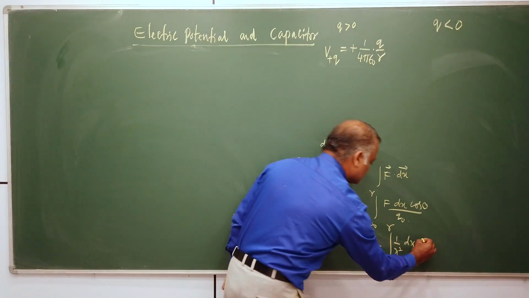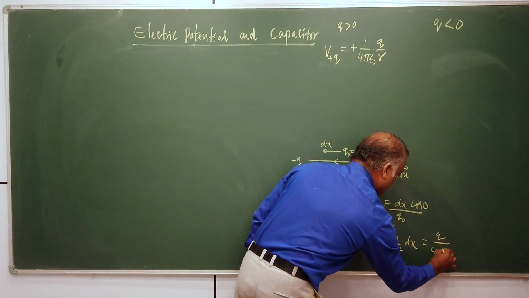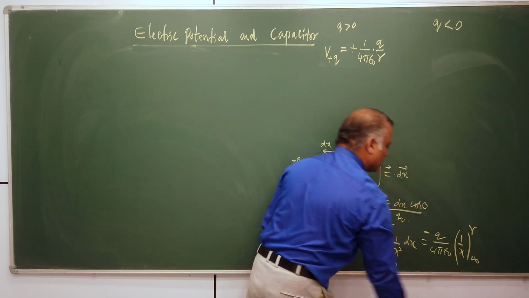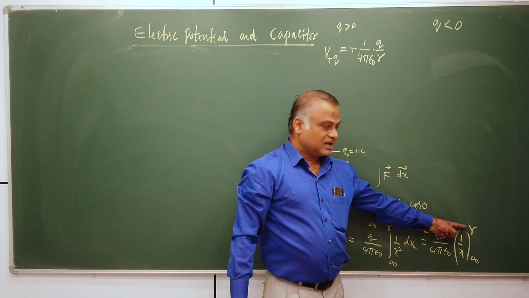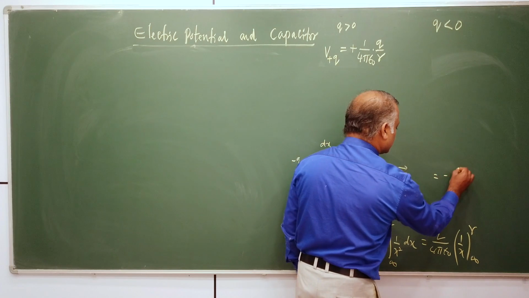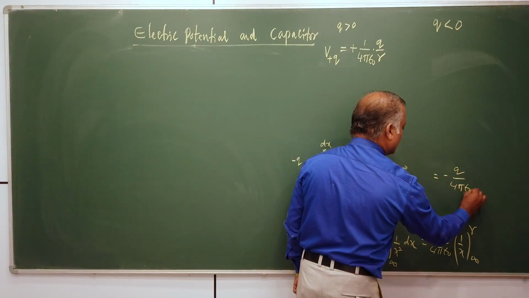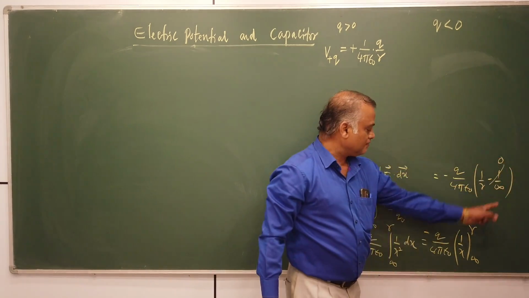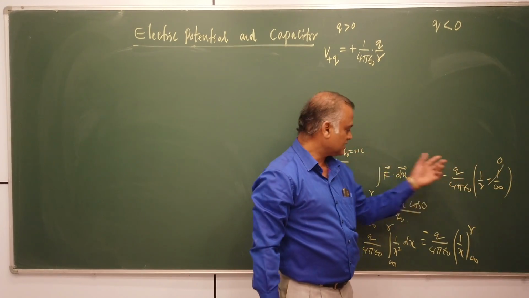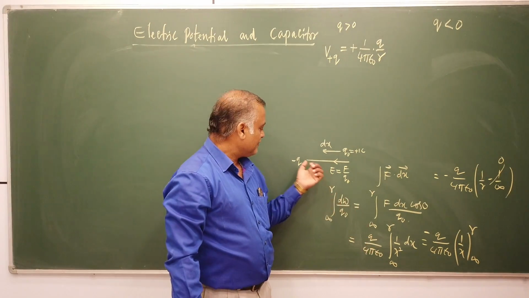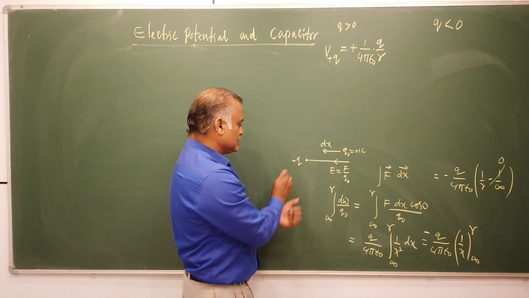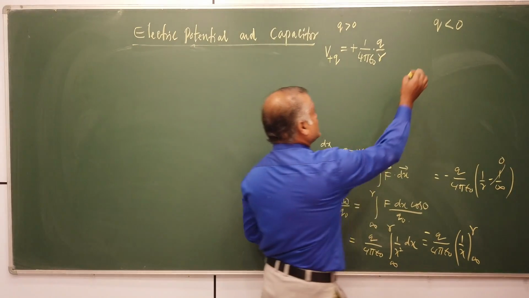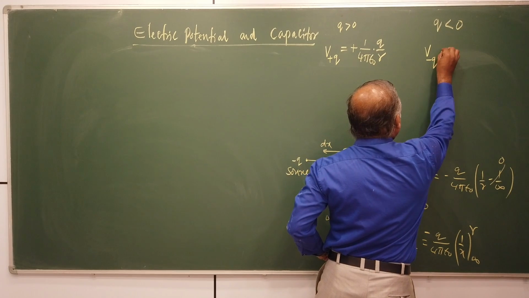Minus 1 by x. So q divided by 4 pi epsilon naught, minus 1 by x from infinity to r. What is the upper limit here? R. That is minus q divided by 4 pi epsilon naught, any number of upper limit minus lower limit. I am showing you that if I have a negative charge as a point charge, source charge, you must take the potential due to the negative charge.